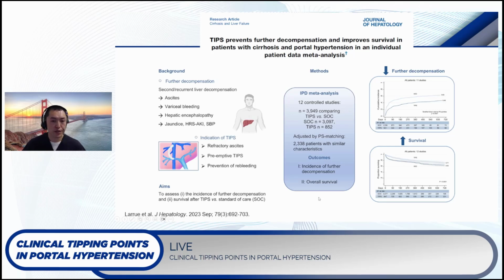And then this is one study to really summarize the data thus far for TIPS for refractory ascites, preemptive TIPS, or prevention of bleeding. This is a large individual patient analysis that included 12 controlled studies, almost 4,000 patients, and they compared TIPS to standard of care. Propensity score matching was applied, and the outcomes were incidence of further decompensation and overall survival. And you can see summarized on the figure on the right that application of TIPS was associated with decreased risk of decompensation and improved survival in these populations.